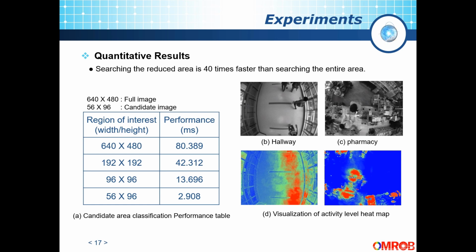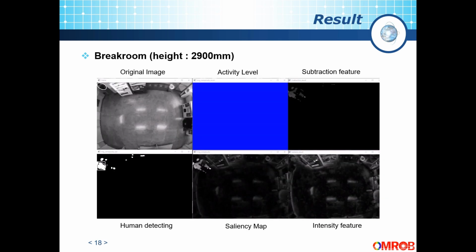The spatial domain analysis results are visualized in the activity level heat map. The visualization operation is not executed in the real system. As you can see from the heat map, you can see where the people are staying. I will show you a video clip.